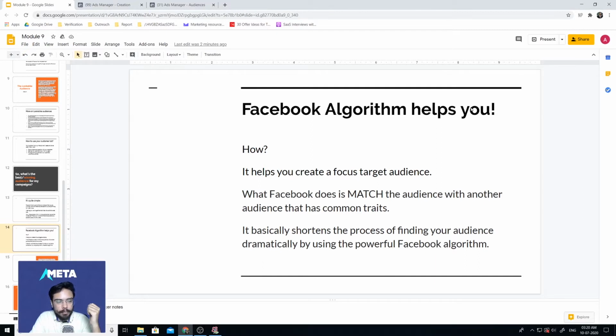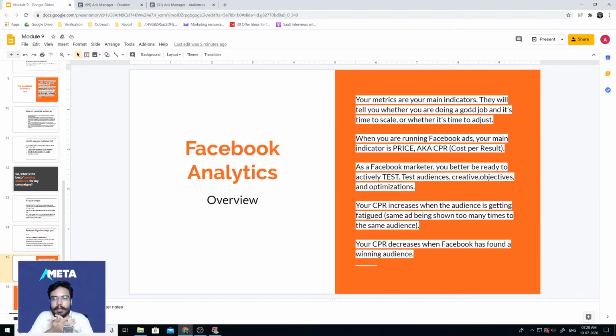Now, I want you to understand the most important aspect when it comes to your audiences. That is, understand analytics. Facebook is all about finding your audience, and you can further learn about your audience and optimize things by looking at analytics, looking at various data that Facebook gives you. Your metrics are your main indicators. They will tell you whether you're doing a good job, or it's time to scale, or it's time to adjust. You've got to keep testing. When you're running Facebook ads, your main indicator, the primary metric, is cost per result.